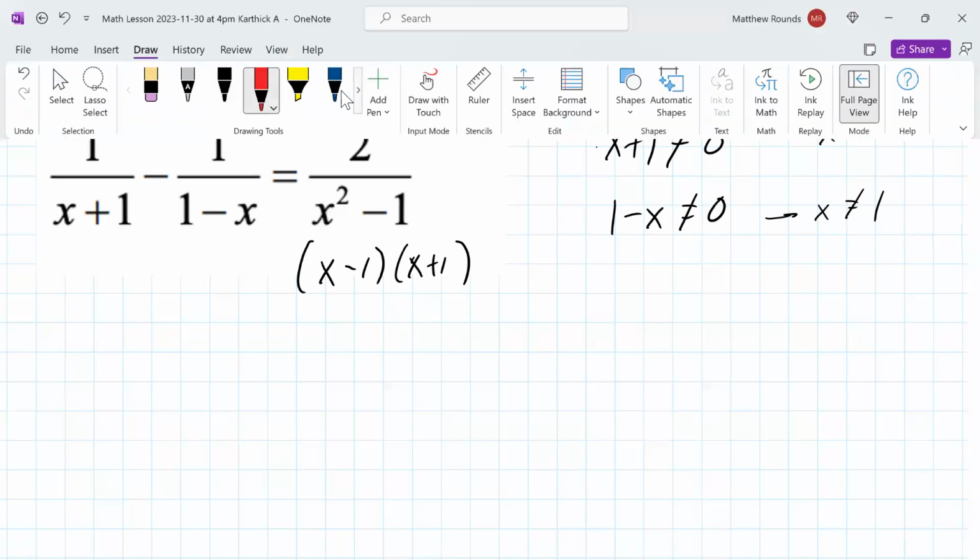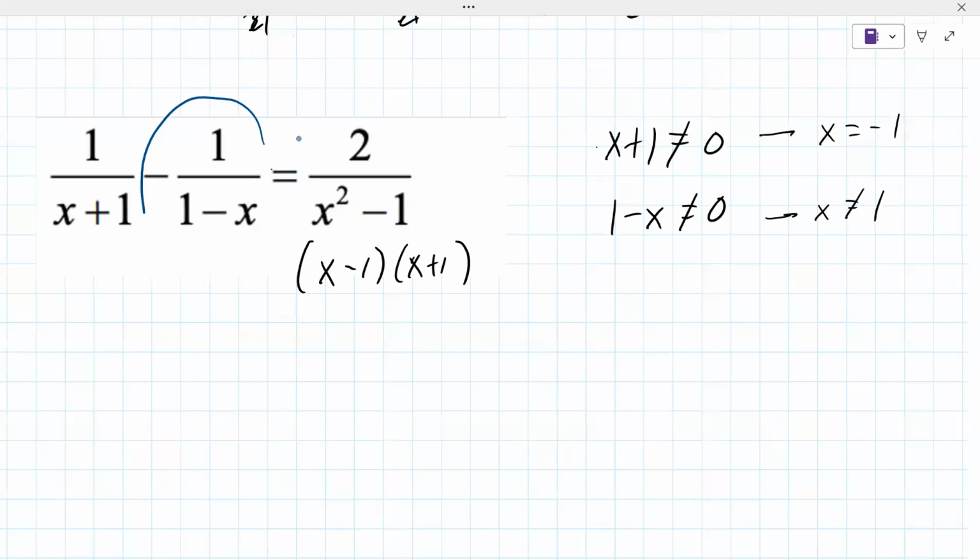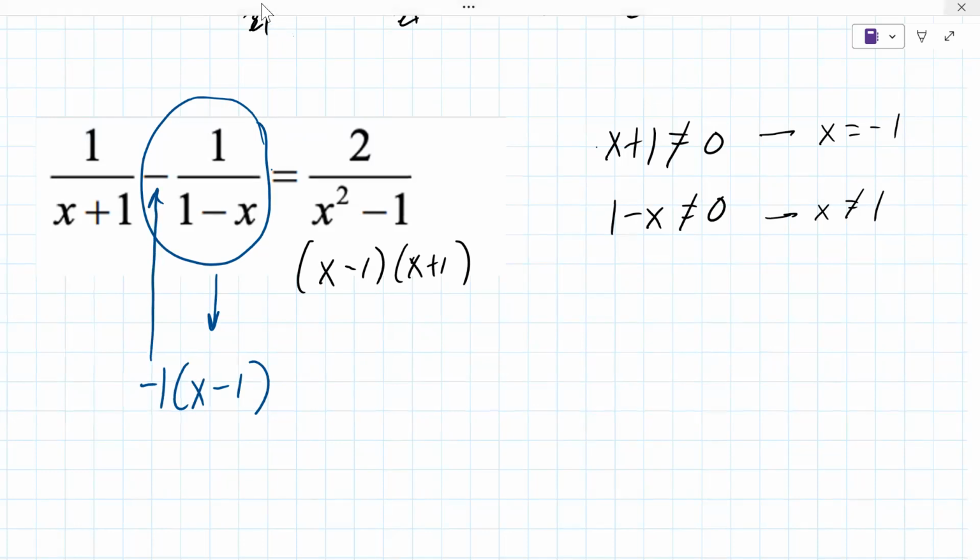So the first thing I want to draw your attention to is the middle piece right here. This 1 minus x is completely backwards. We really want it to be x minus 1. So you would factor out a negative, and then that negative would go up with that to make a plus.